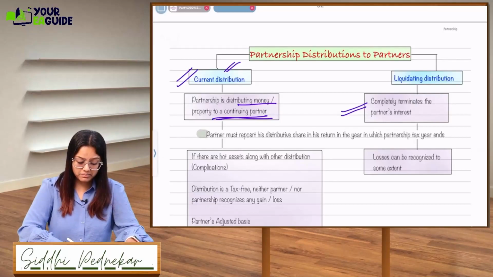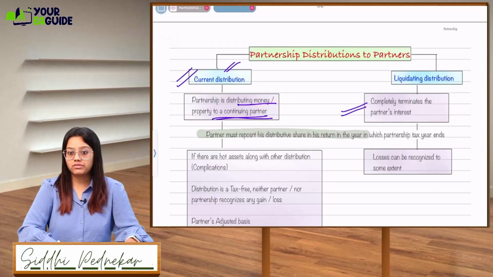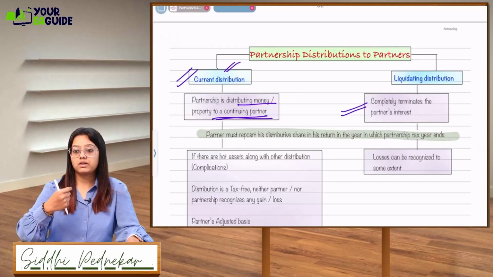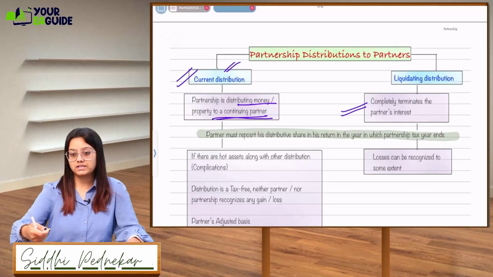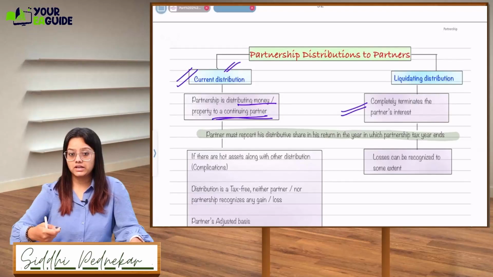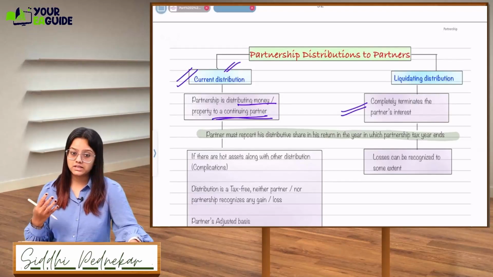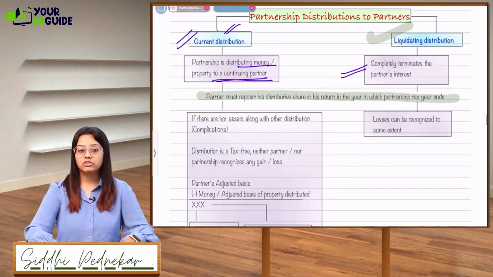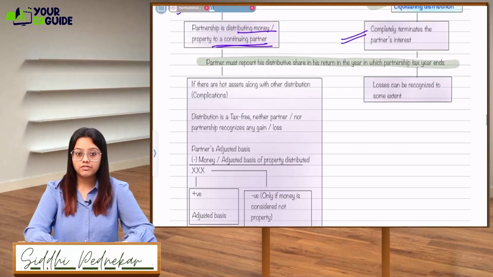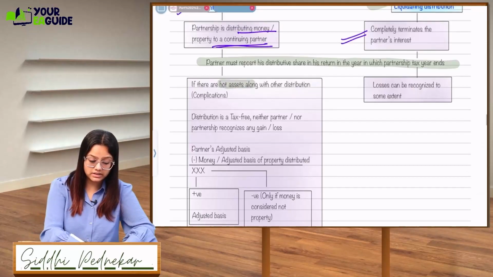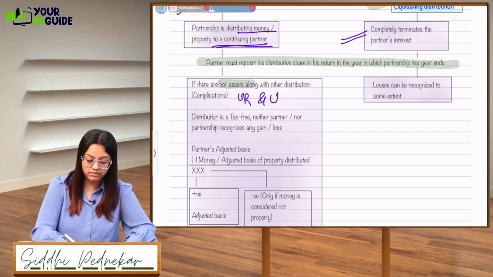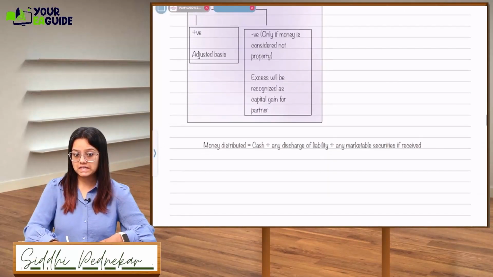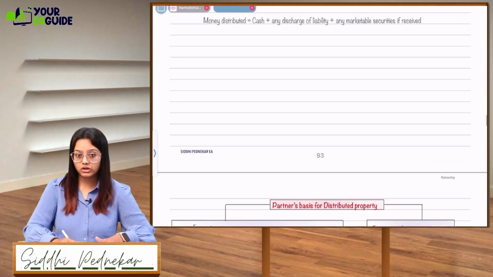So the partner must report his distributive share in the return in the year in which the distribution occurs, let's say the 2022 tax year, right? In the year in which it is getting distributed, you have to recognize either a gain or loss from the value of the basis. If there are hot assets, which are nothing but your unrealized receivable and unrealized inventory, then there will be a complex calculation which we'll see right after this topic.